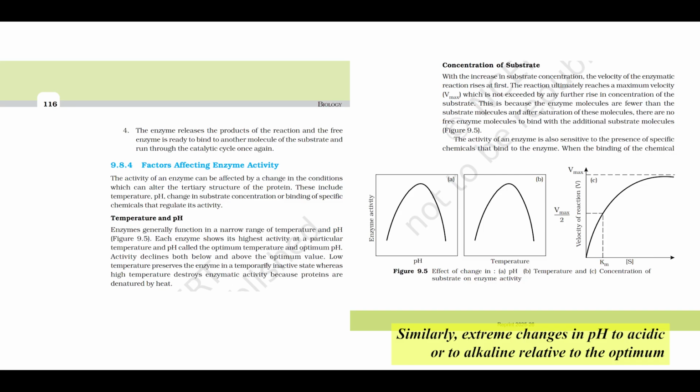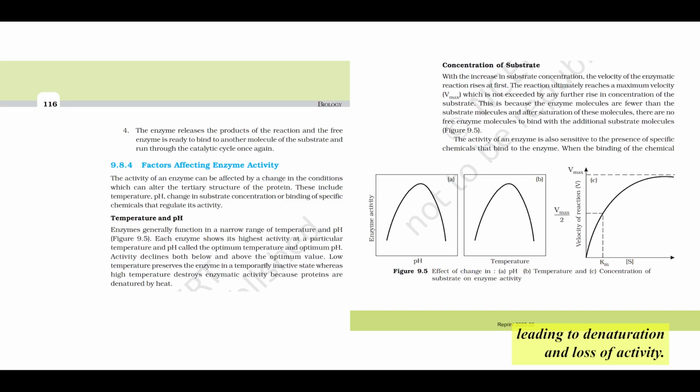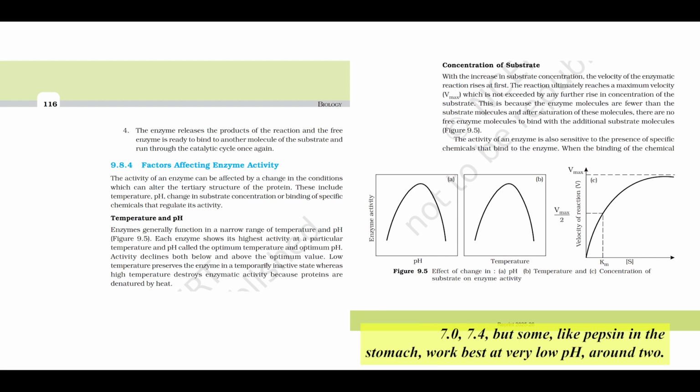Similarly, extreme changes in pH, too acidic or too alkaline relative to the optimum, can also alter the ionization state of amino acid R groups involved in maintaining structure or in the active site itself, leading to denaturation and loss of activity. Most human enzymes have an optimum pH around neutral, 7.0 to 7.4, but some, like pepsin in the stomach, work best at very low pH, around 2.